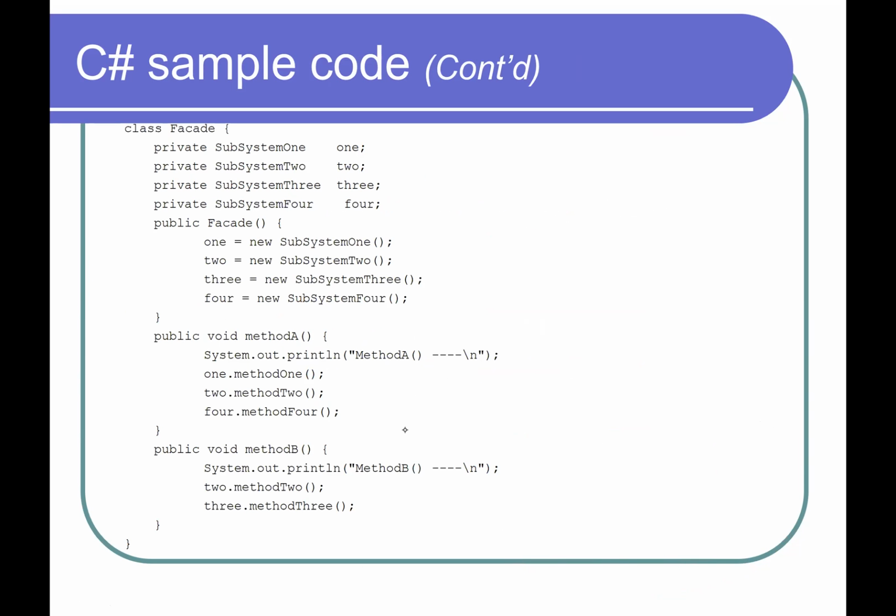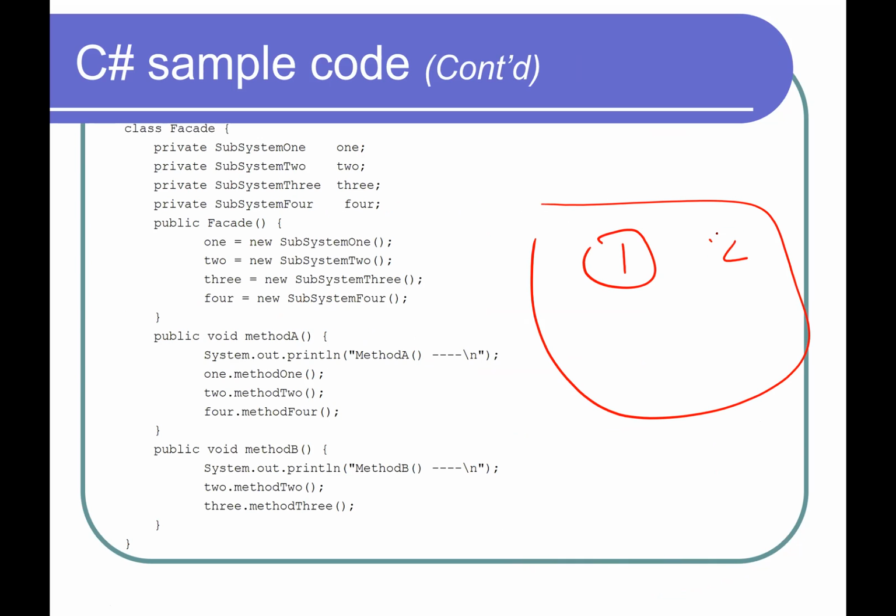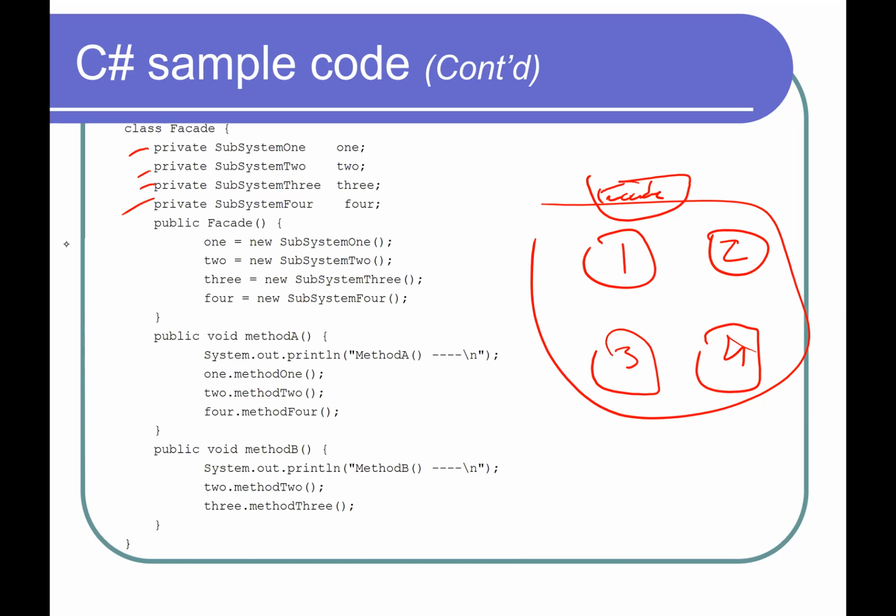Now what we want to do is create the facade. This is what we had: 1, 2, 3, 4, and now we're going to have the facade at the top over here. The facade is going to have access to each one of those, subsystems 1, 2, 3, 4. So the constructor creates the objects of the subsystems and gives the facade access to them. Now the facade has access to all 4 subsystems inside.